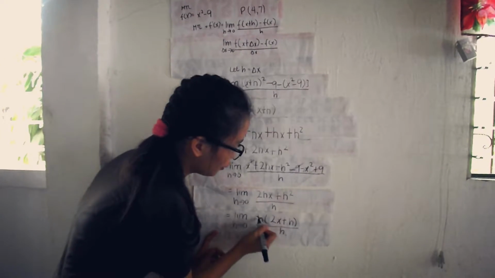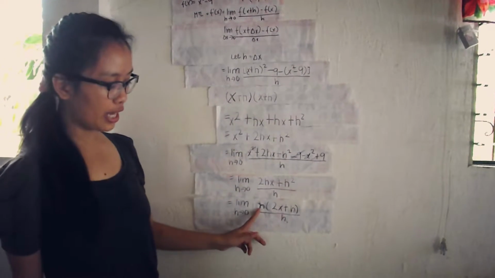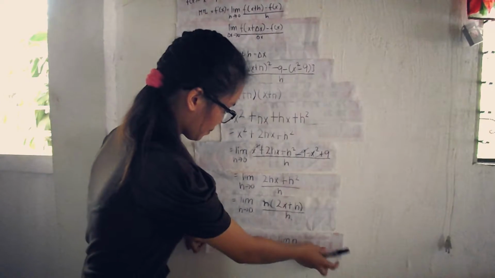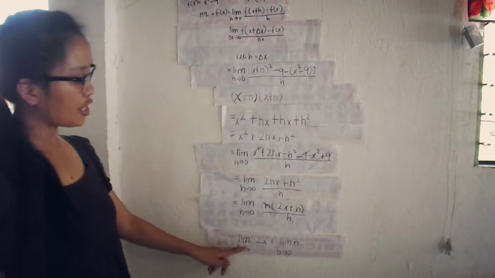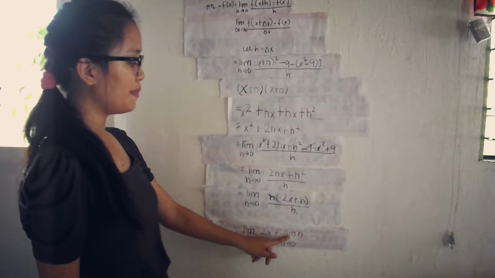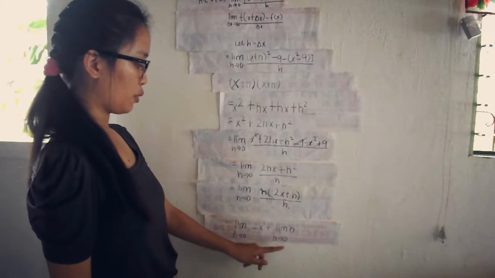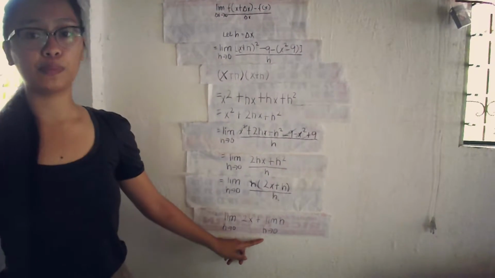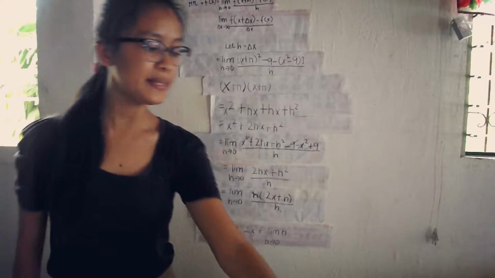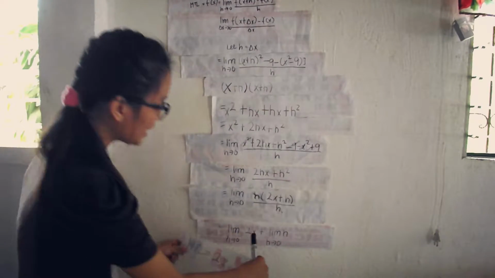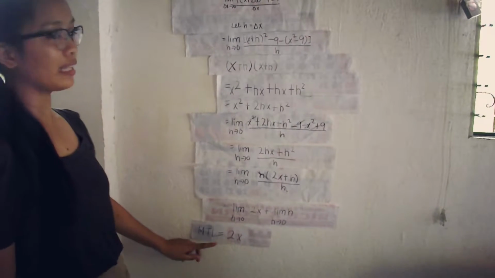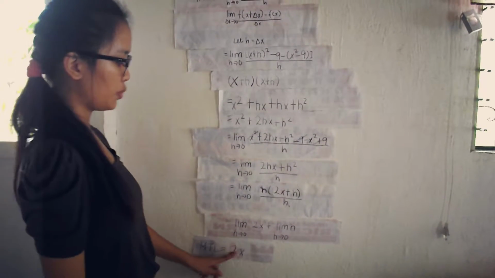So we can now cancel the h here. So the remaining on our equation would be this. It is the limit of 2x, where h approaches 0, plus the limit of h, where h approaches 0. Since h approaches 0, the value of this one would be equal to 0. Hence, the final answer would be the slope of the tangent line, which is equal to 2x.